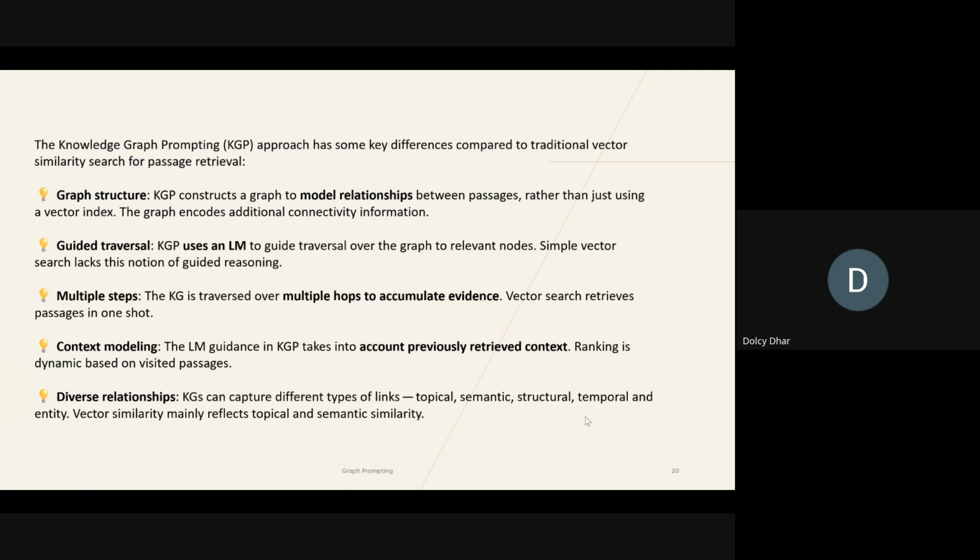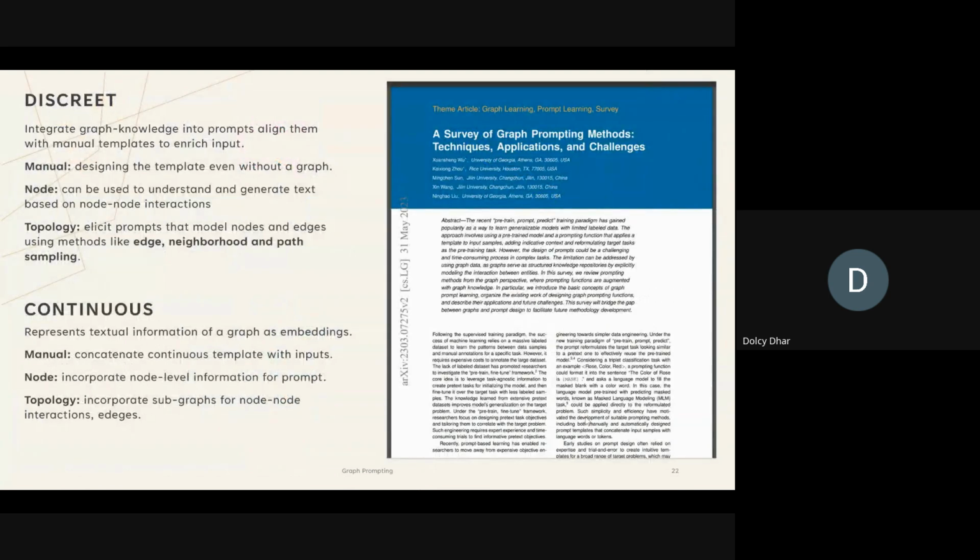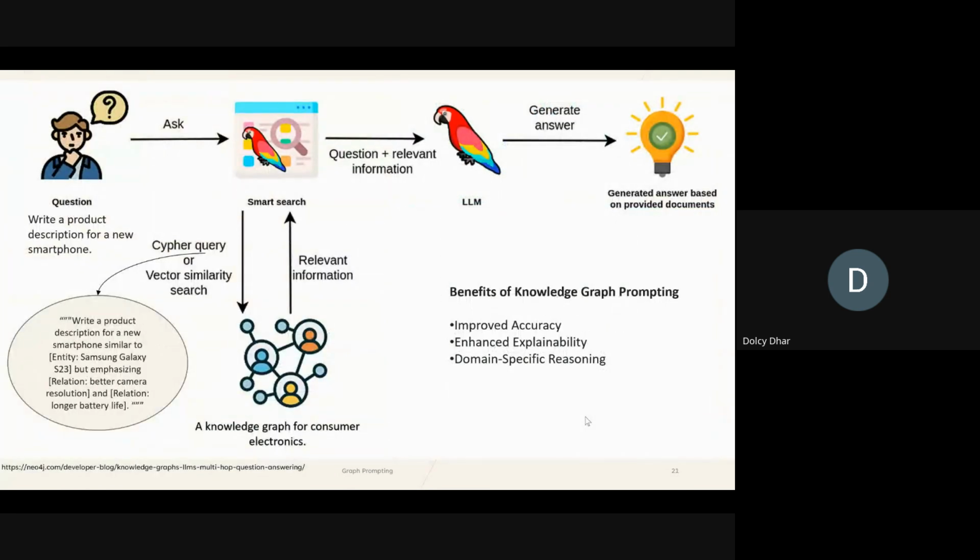So I want to demonstrate that. I will demonstrate that at the end. So over here we can see an example of knowledge graph prompting. You see that there is an existing knowledge graph for consumer electronics, and the user asks a question. The question is, write a product description for a new smartphone by emphasizing the relationship.